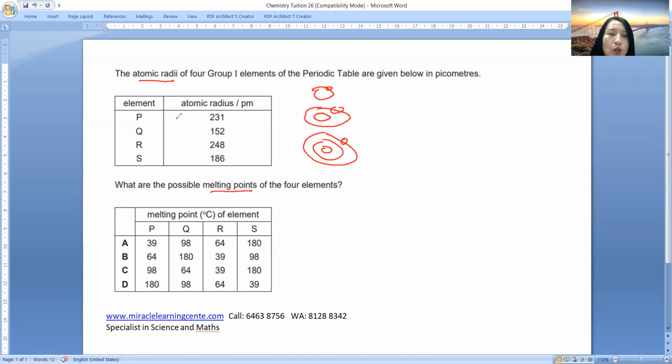So the one on top should be Q first. Okay, so Q is right at the top. Then we have S followed by P and R. So down the group, in group 1, Q, S, P, and R, because the size of the radius increases down group 1. How about the melting point in group 1? Do you think it increases or decreases down the group?